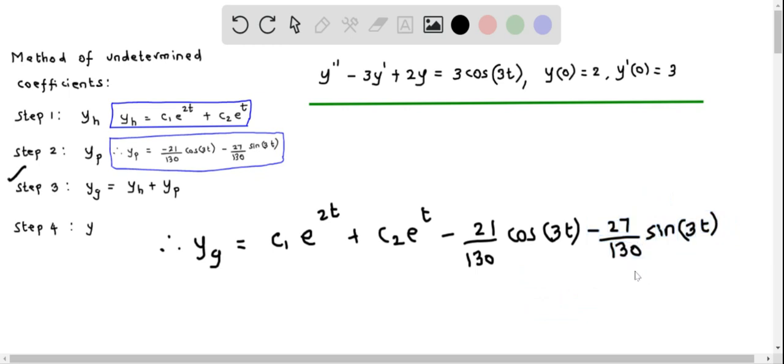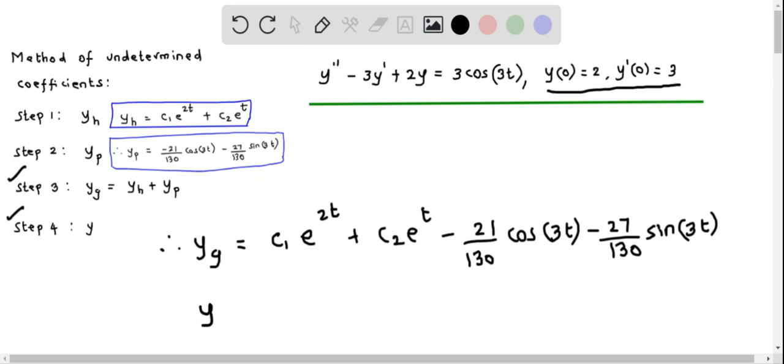So this is basically the general solution to the given differential equation. And this completes step 3. Let's do step 4. So here we have to find the unique solution, that is the actual solution of the differential equation. For this, we have to use the initial conditions, that is y of 0 equals 2 and y prime of 0 equals 3. So first, let's determine y of 0.